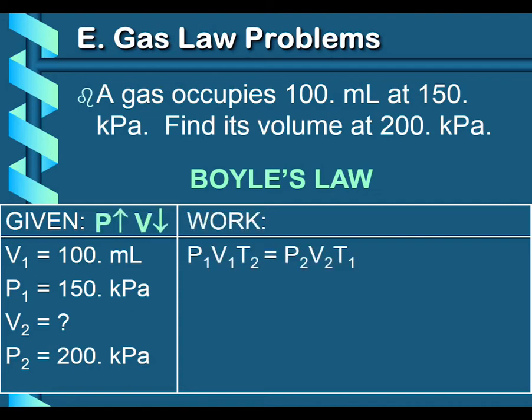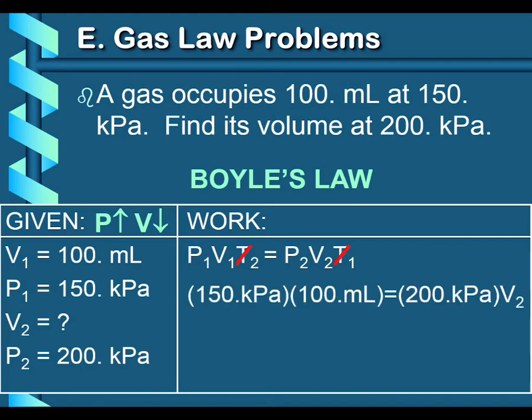I still have the combined gas law equation, but now I'm going to mark through the temperatures since I'm not using those, and you'll plug in the rest of your information. To get V2 all by itself, divide the 200 kilopascals that you have here on each side. Notice kilopascals cancels out, so we get V2 by itself. So that's 150 times 100 divided by 200, and our answer will be left in milliliters, which is a good volume answer, and you get 75 milliliters.